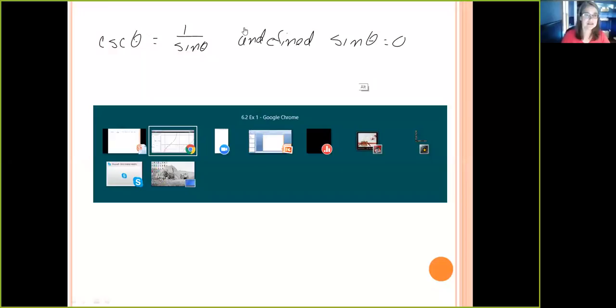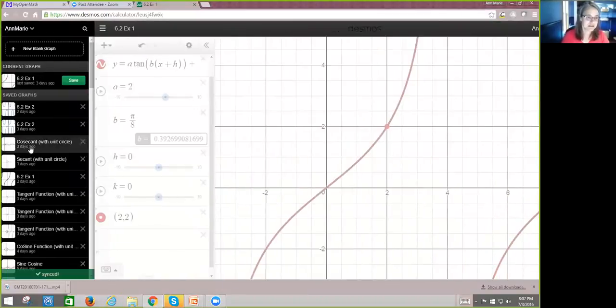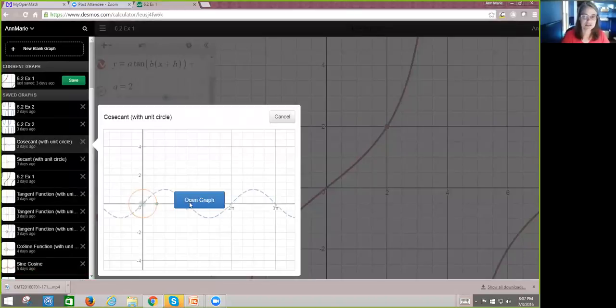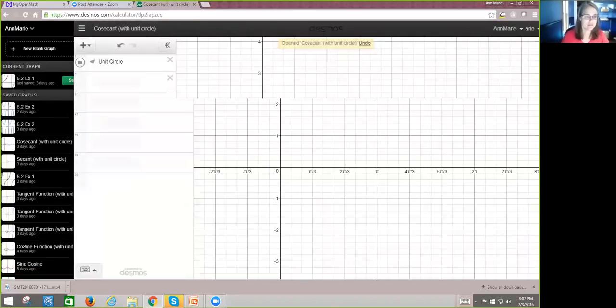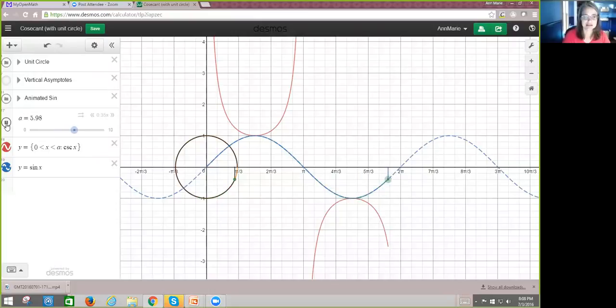So let's take a look at cosecant. This is going to work a lot like the tangent function. I've got a sine function on here in blue just for reference. And let's watch what happens if my point goes around my circle. My cosecant function is going to appear. And you can see that it looks just like 1 over the sine function.